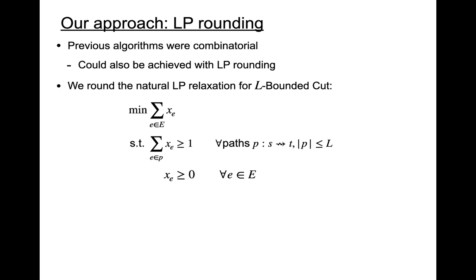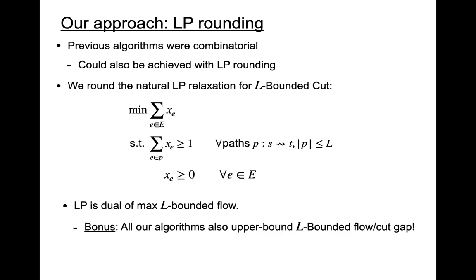So probably this LP looks very familiar to you. It's, of course, the dual of the max L-bounded flow problem. So the nice thing about this is that, in fact, all our algorithms not only give approximation guarantees and improved approximation guarantees, but they also give matching upper bounds on the L-bounded flow cut gap. So the gap between the smallest L-bounded cut and the maximum flow along edge paths of length at most L.